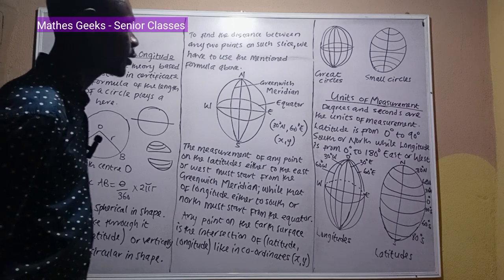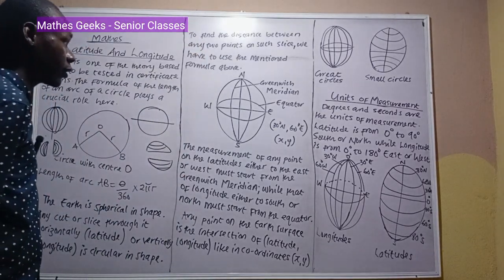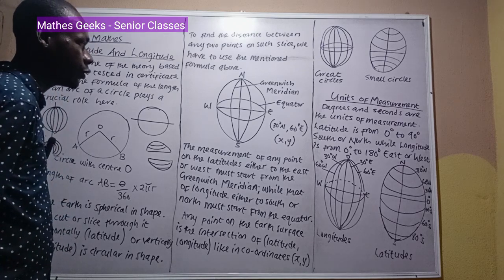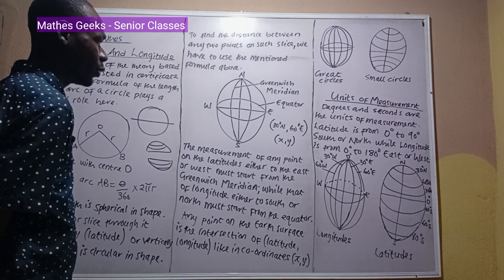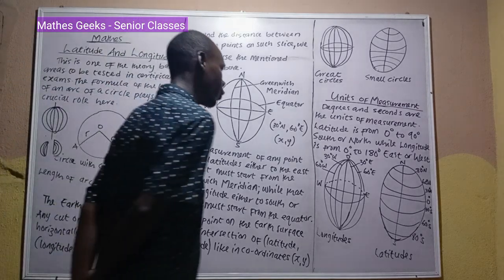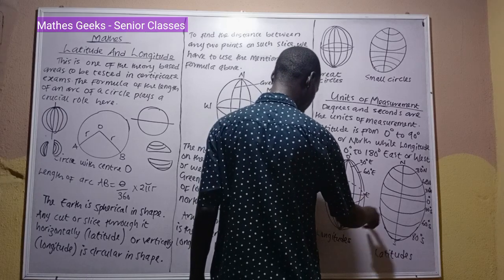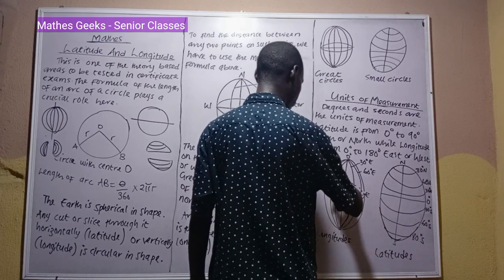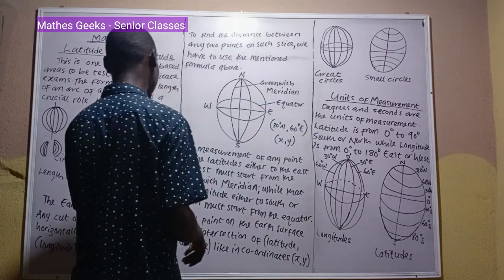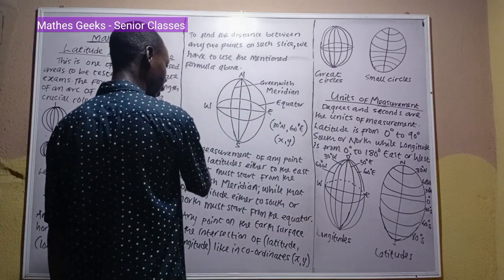So we are going to look at great circles and small circles. Units of measurement: degrees and seconds are the units of measurement. Latitude is from 0 degrees to 90 degrees south or north. So the lines of latitude are always going like this to the south, or like this to the north, because if you cut an orange horizontally, you're going to have 2 parts. The circles formed are lines of latitude.